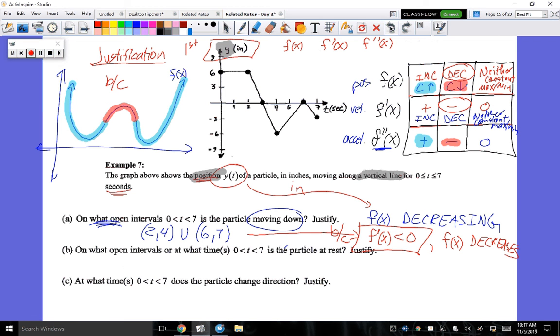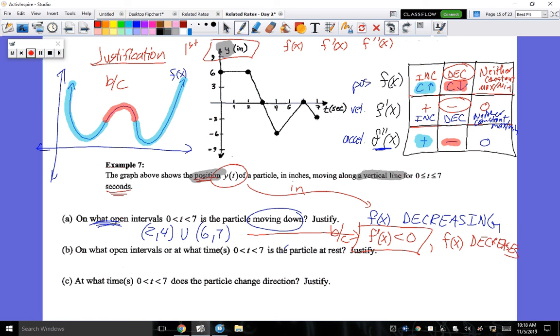And if I wanted you to say the velocity is increasing, you could show it by putting f double prime as positive. Does that make sense? Showing that relationship between the one derivative away. So on what open interval or at what times between 0 and 7 is a particle at rest?